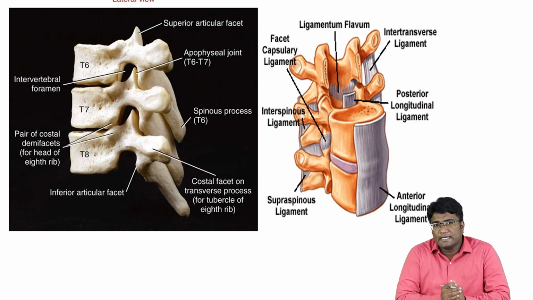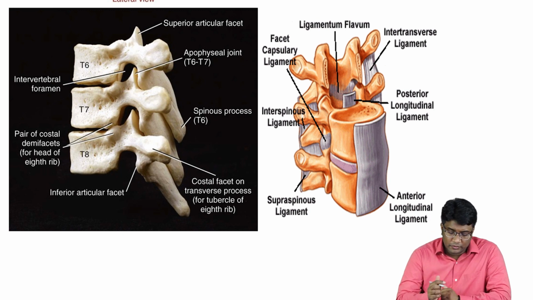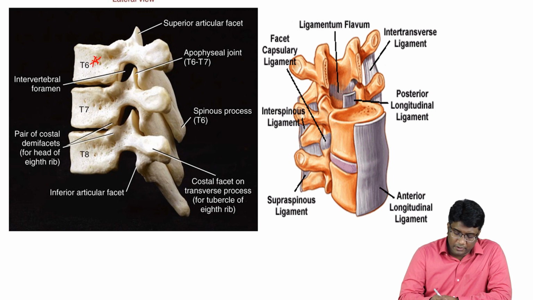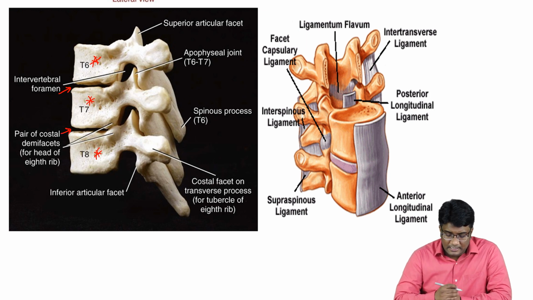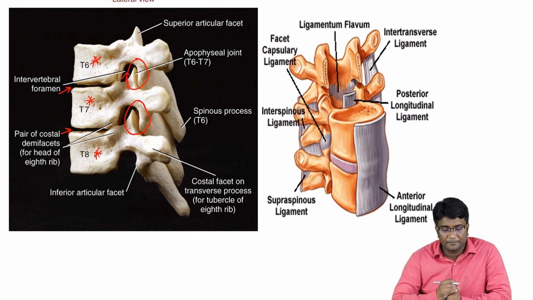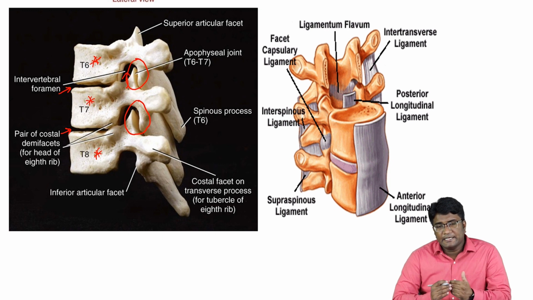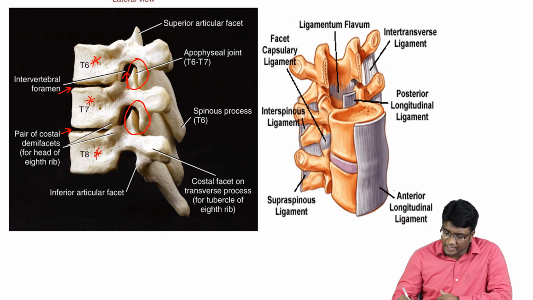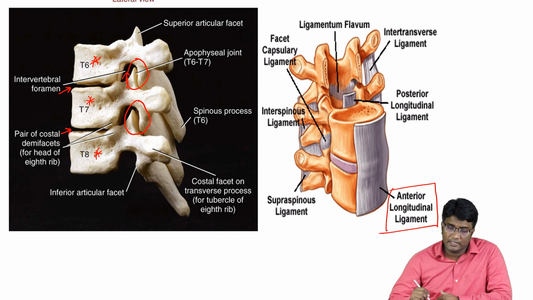Before we go into understanding the other diseases here, let's look at the normal anatomy of the vertebral column. So you can see here, these are the vertebral bodies. These are the intervertebral disc areas, right? Here is the intervertebral foramen. These are your apophyseal joints, right? So these are the apophyseal joints. And anterior to the vertebral bodies, you have the anterior longitudinal ligament.